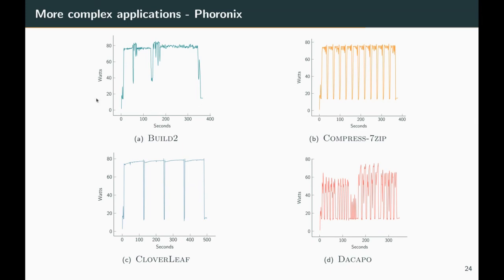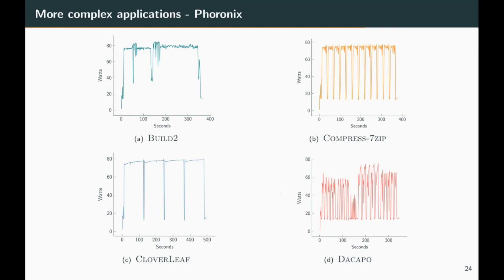For example, here, compress 7-zip, we have a series of, let's say, 10 plateaus. Build2 has 2 big plateaus with a decrease in the load in between. Cloverleaf has 4 big plateaus. And Dacapo is a bit more chaotic, with a lot of spikes. So this is how the applications behave when they are alone. Here the energy consumption is completely representative of the load of the application.